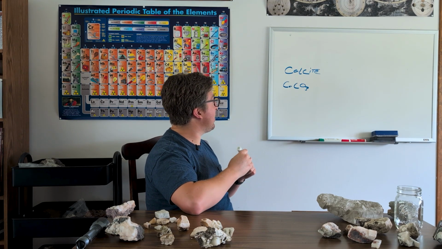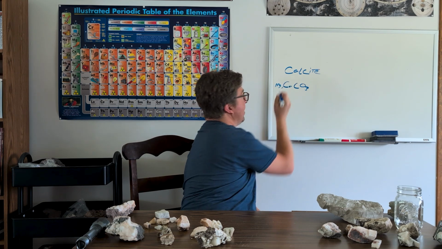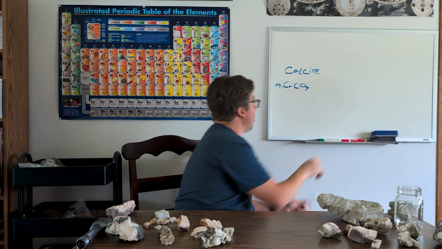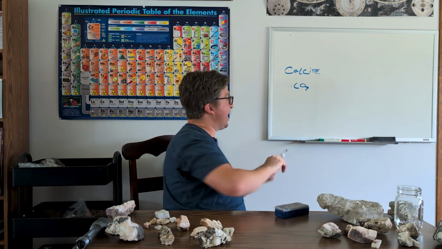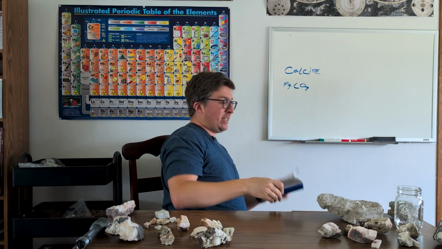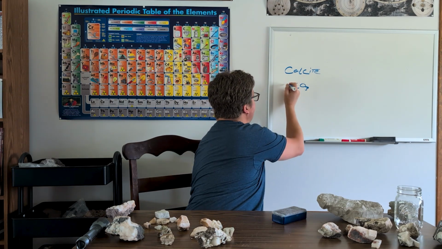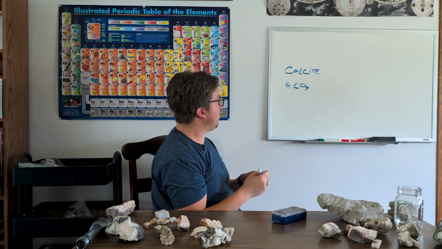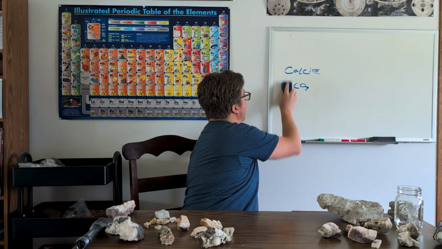But if you add just a little bit of magnesium in there, you end up with a different mineral altogether, then it becomes dolomite. Or if you take out all of the calcium and just leave the magnesium, then it's magnesite. If you take out the magnesium and throw in iron, it becomes siderite. There's a whole bunch of these minerals, but calcite is by far the most common of them.